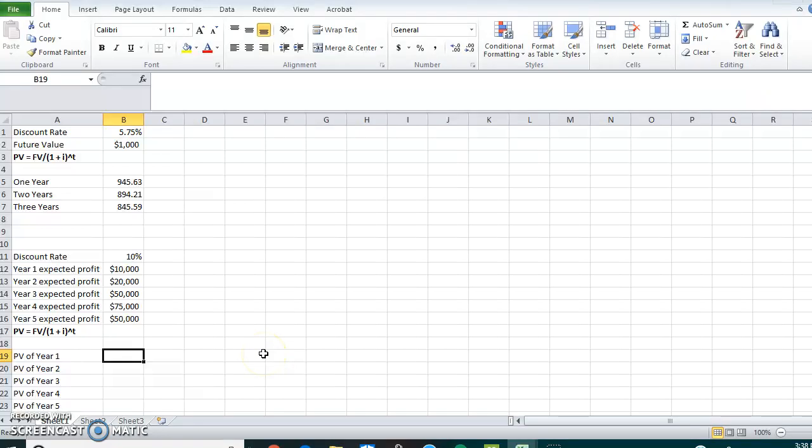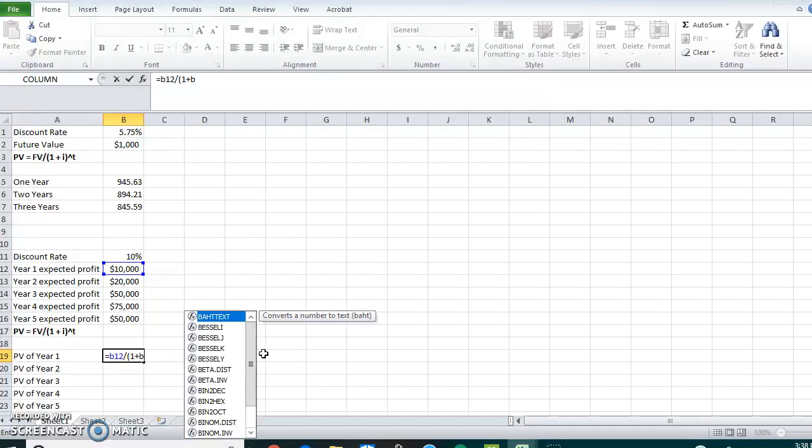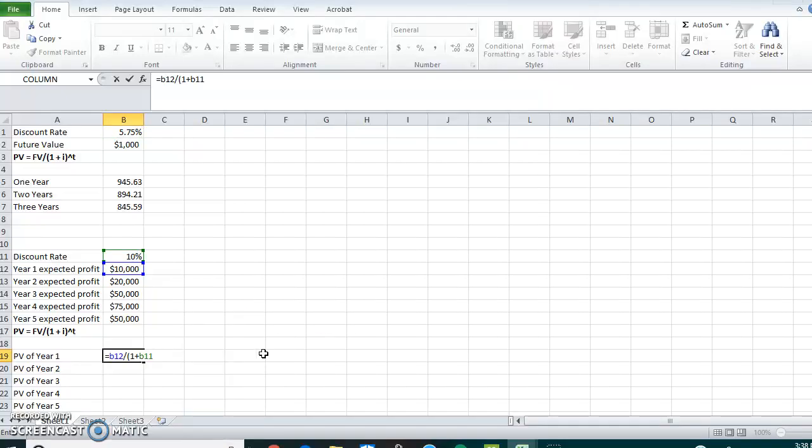We use the exact same formula. The only difference is we're going to add the sum of each of these present values so that we know the present value of the firm altogether. So our future value is 10,000, which I can find in cell B12, so equal sign B12 divided by 1 plus B11, which is my discount rate.